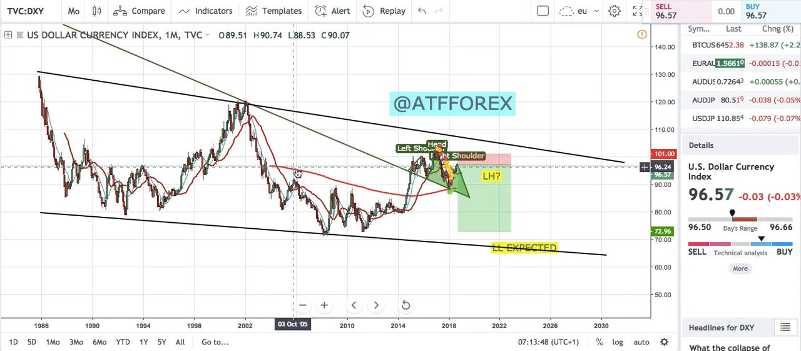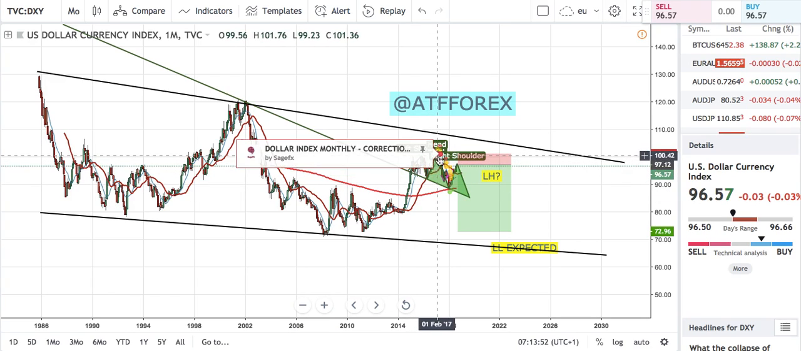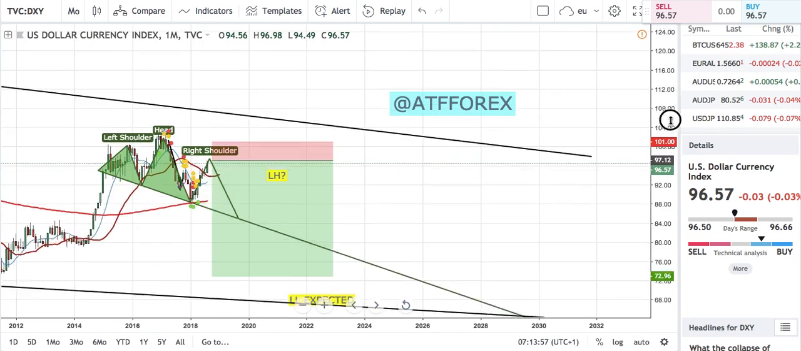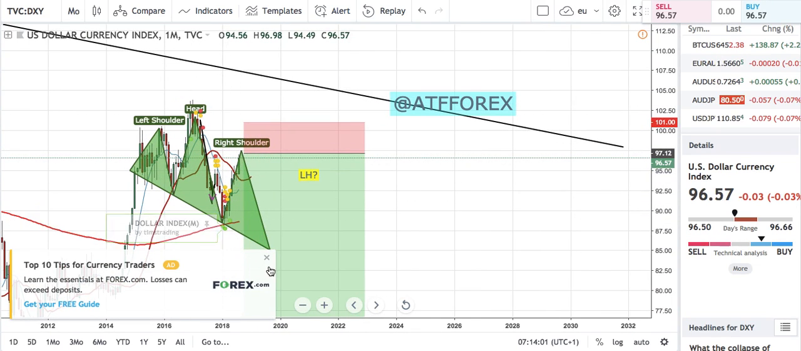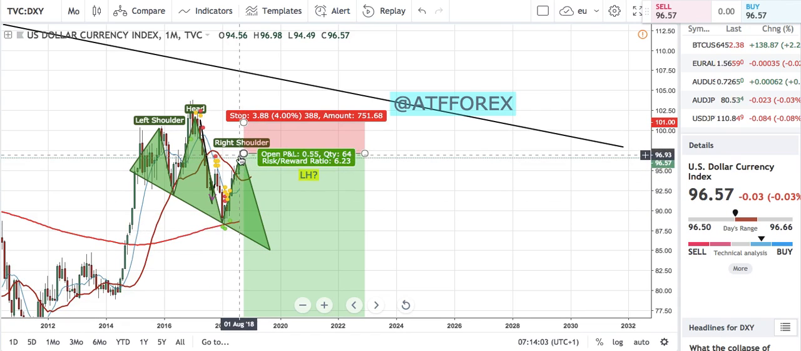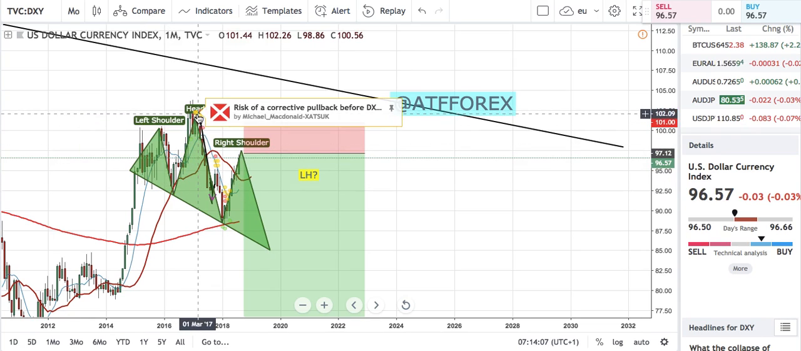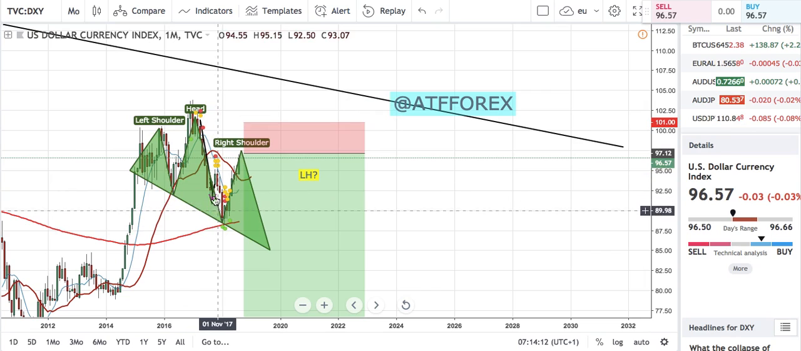You can see that the moving averages right now have crossed to the upside, which is why the boost has happened. However, if I zoom this in, you can see that the price broke above the MA. However, we've got a formation that looks like a head and shoulders formation right there: left shoulder, head, right shoulder.